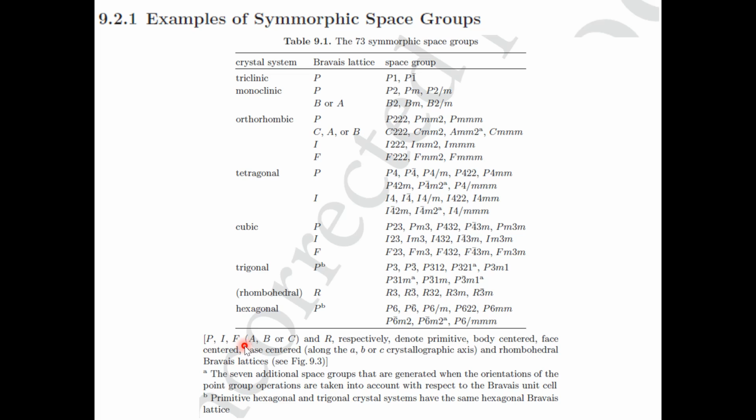When you have an F, it's a face centered. When you have A, B, or C, it's a base centered, and it could be along different axes A, B, C. And when you have R, it means you have a rhombohedral Bravais lattice.